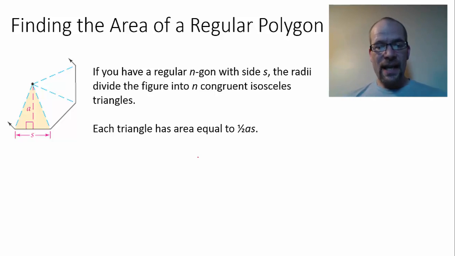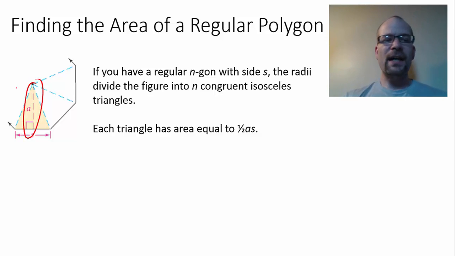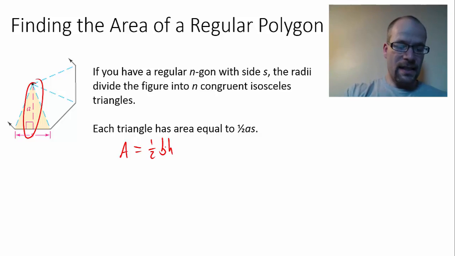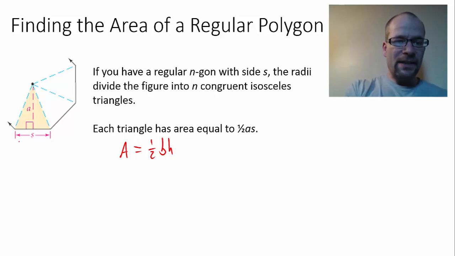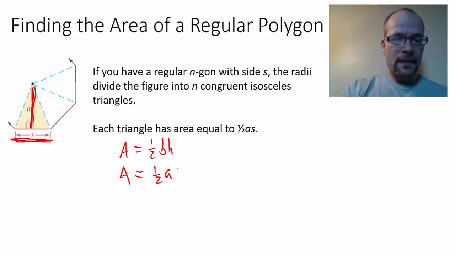Each triangle has an area equal to 1/2 a s. Notice a here is the apothem. It's also the height of the triangle. That's important to remember as well. So the area of that triangle is 1/2 base times height. We can see here the base of this triangle is actually s, and the height of the triangle is actually the apothem of the polygon. And so we find that the area of that triangle is 1/2 times the apothem times the side of the polygon.